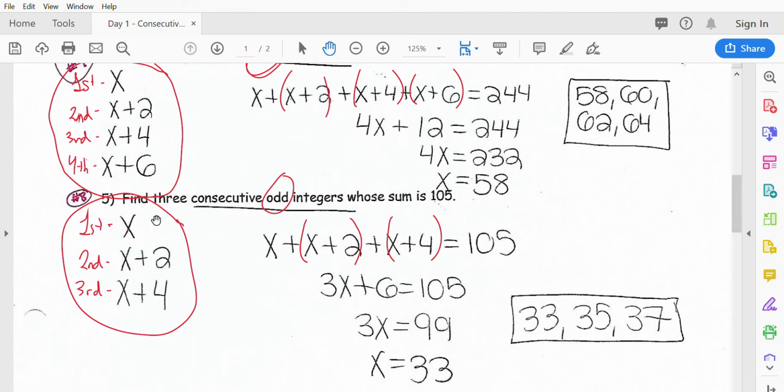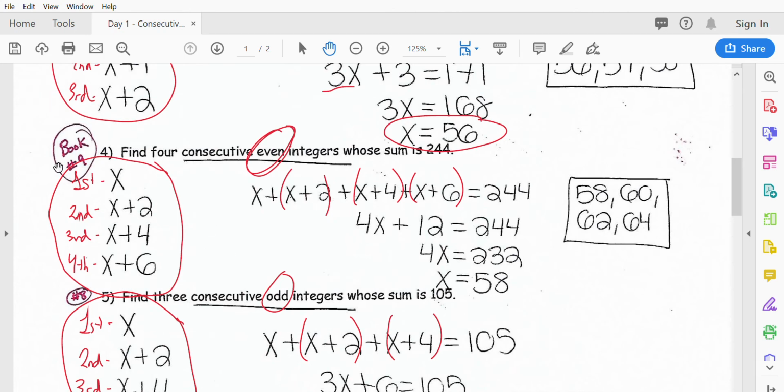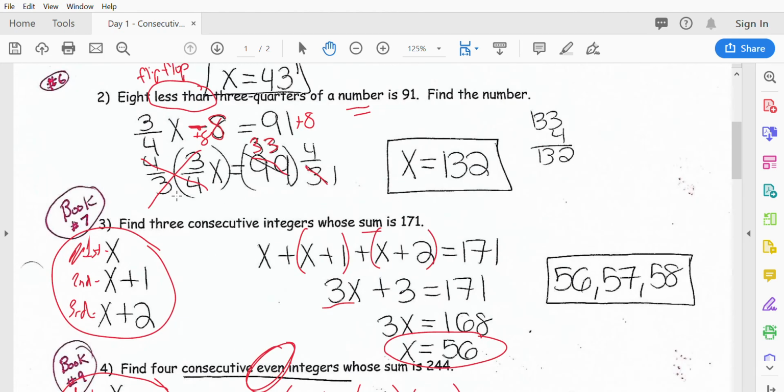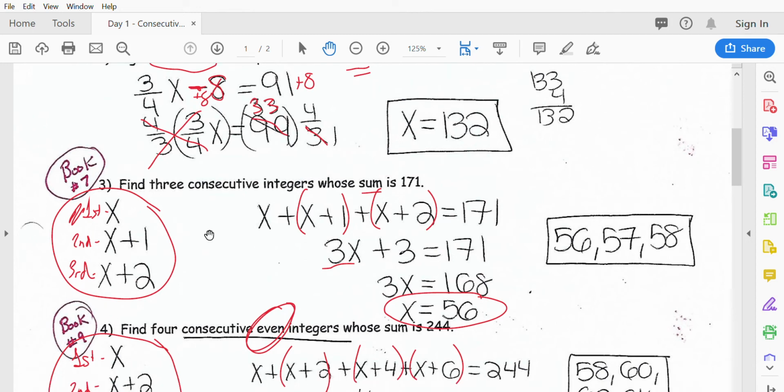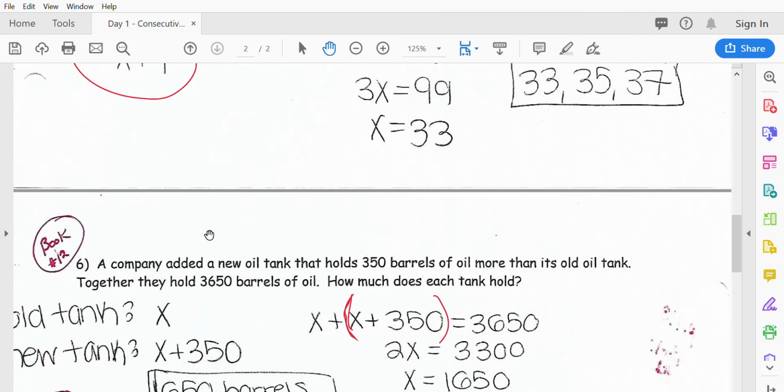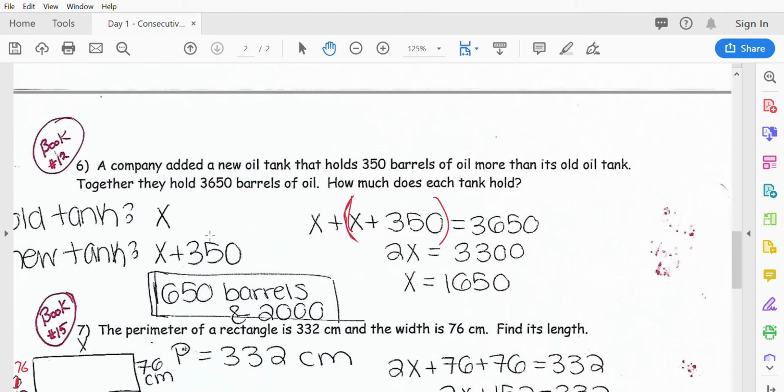Ignore all of these little notations that are on the left side where it says book number 9, book number 7. Back when we used to give out a textbook, this worksheet was taken from book problems, and those were the book problems on that particular page. So please pay no attention to those.